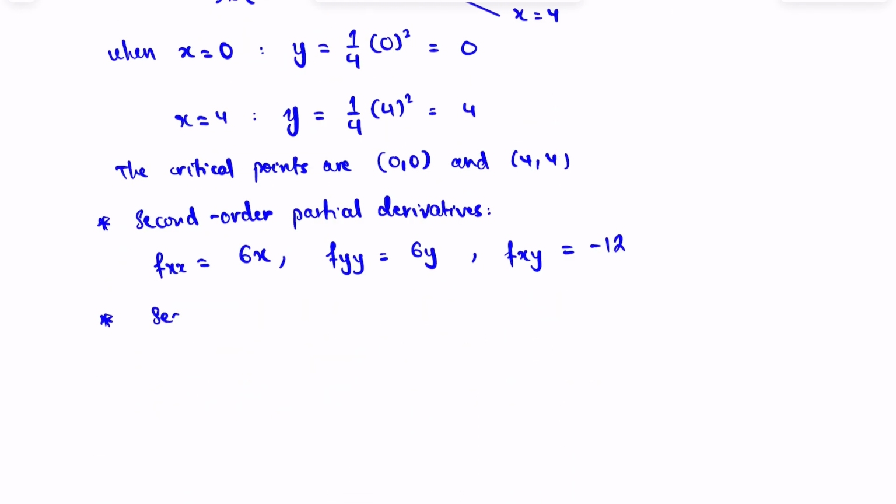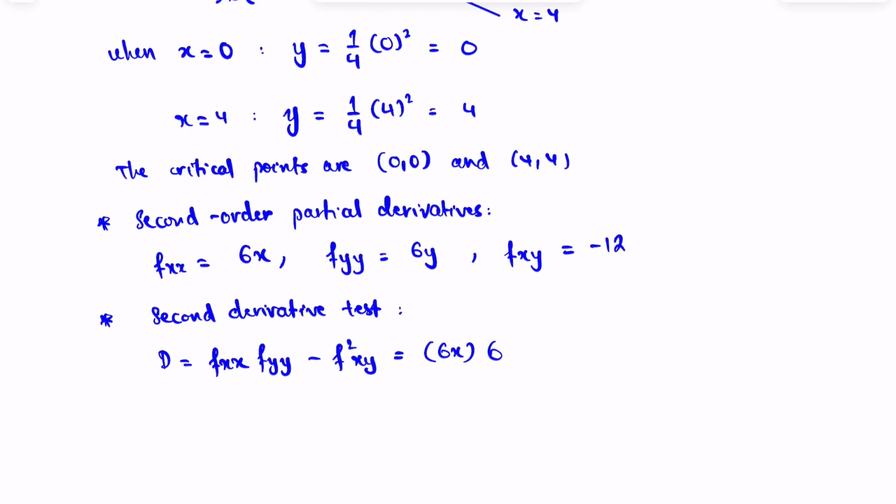Then for the second derivative test, we get that D is equal to fxx times fyy minus fxy squared. You're going to have 6x times 6y minus negative 12 squared, or you have 36xy minus 144. Now, it depends on the value of the discriminant and the value of fxx evaluated at the critical point. You may have different conclusions on the critical point.